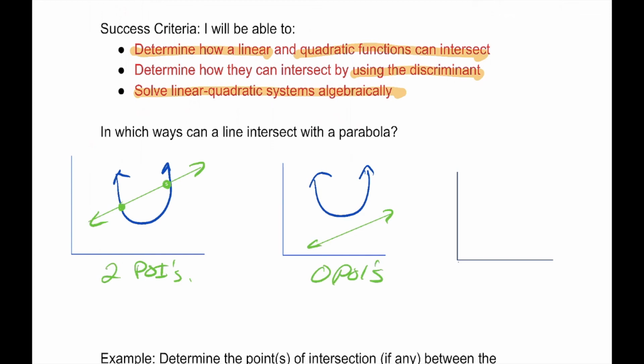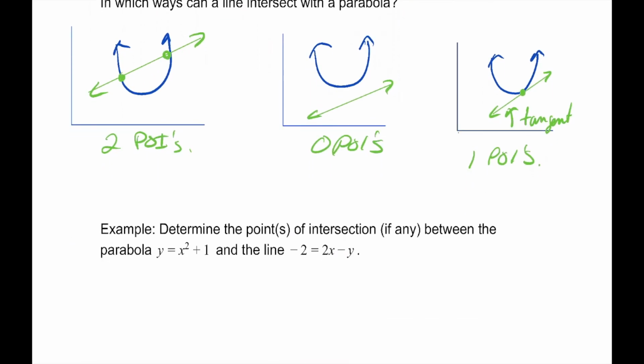So here we have a parabola. And the other way it could intersect it would be something like this, where it's just going to touch the parabola. Therefore, it's going to only intersect it in one place. So this line has a special name. It's what we call tangent. So the tangent line touches a curve at exactly one spot, or one point of intersection.